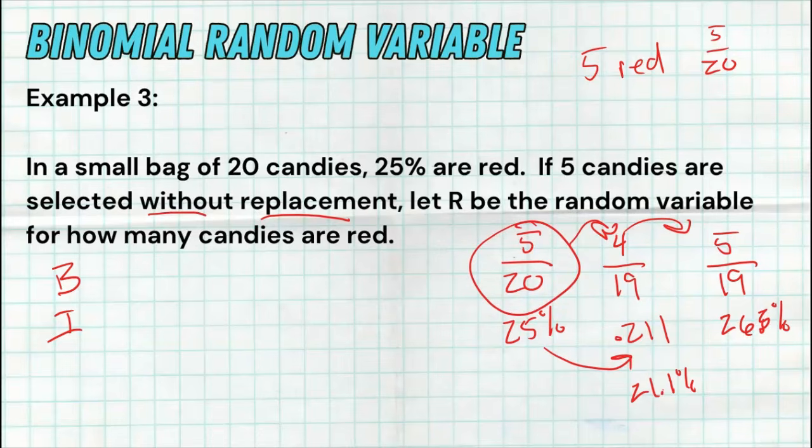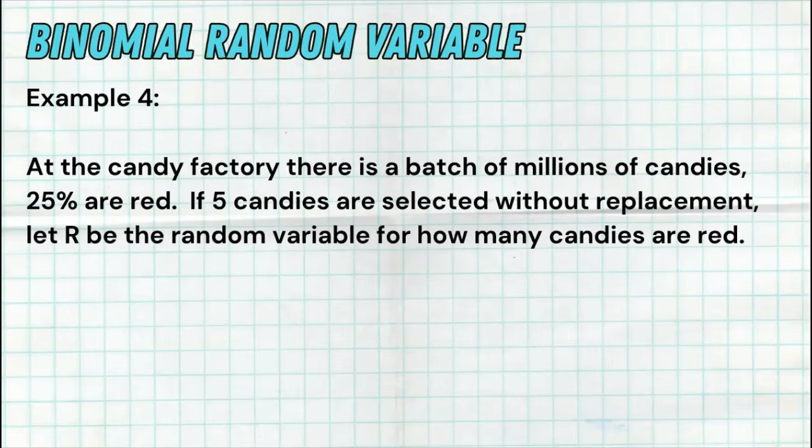Now this next example is going to be very similar with a little bit of twist that will make it binomial. So just hear me out on this one. At the candy factory, there's a batch of millions of candies. 25% are red. Okay, so 25% of millions, well, I don't even know what that'd be because it doesn't tell me the exact number, but it would be a lot, right?